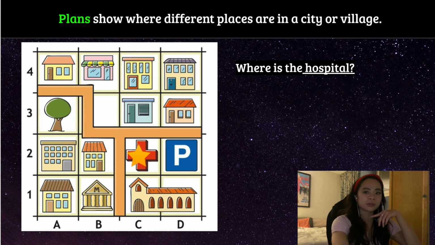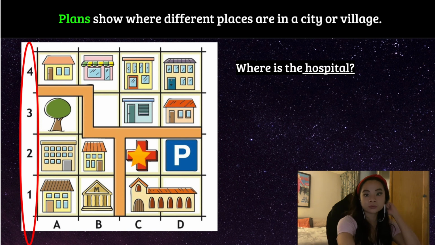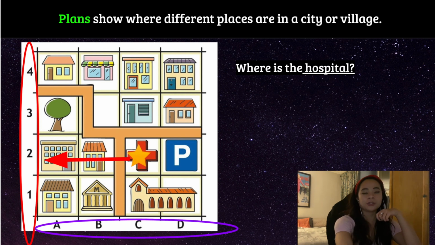First, you have to look to the left side. Right there. There are 4 numbers. 1, 2, 3, and 4. Which number is the hospital on? 2. Now you have to look at the bottom. You have A, B, C, or D. Which letter is the hospital on? C. So your answer, where is the hospital? It's 2C.